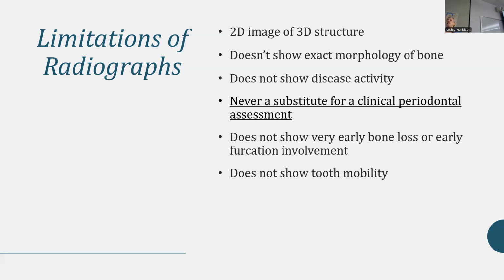Kind of feel like I've said that in a number of ways already. Radiographs do not show very early bone loss or early furcation involvement. Furcation involvement is bone loss between the roots, and if it's just starting, very, very early, oftentimes you can't see it on a radiograph. You can feel it with your probe. And if a tooth is mobile, if you've had experience, you look at a radiograph and go, oh my gosh, that tooth is probably flapping in the breeze. But obviously you can't see movement on a radiograph. So that kind of goes without saying.